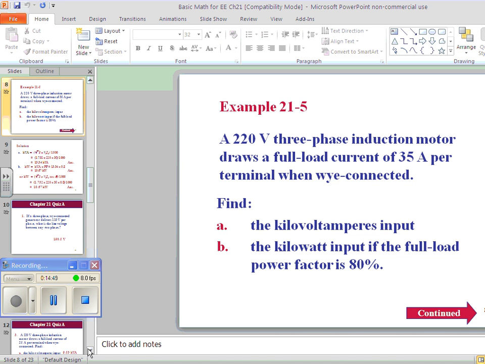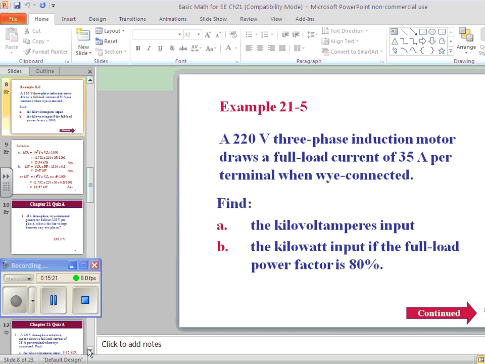Okay, next example, 220 volt three-phase induction motor. This is right down our alley. This is what we do for a living, right? A 220 volt three-phase induction motor draws a full load current of 35 amps per terminal. In other words, each phase when Y connected. Find the kVA input, the kW input, and the full load power factor if the full load power factor is 80%. Okay, let's go down to our solutions.